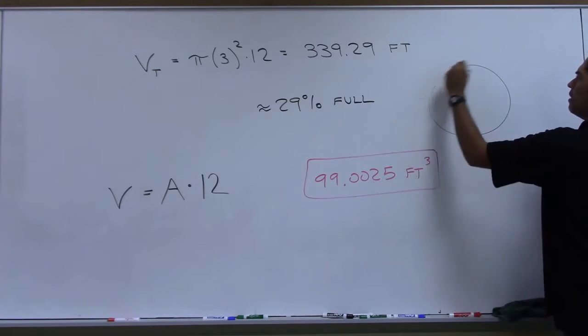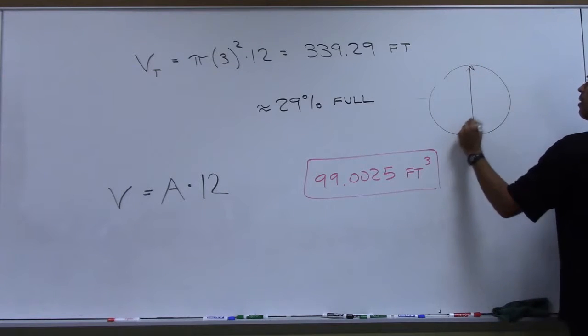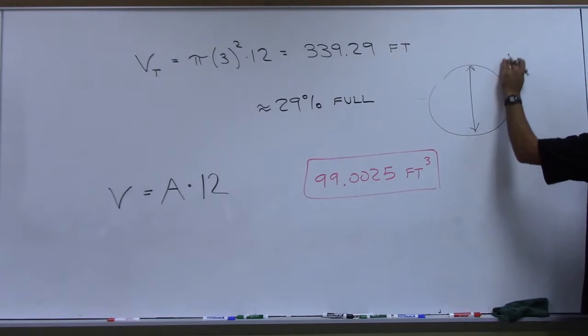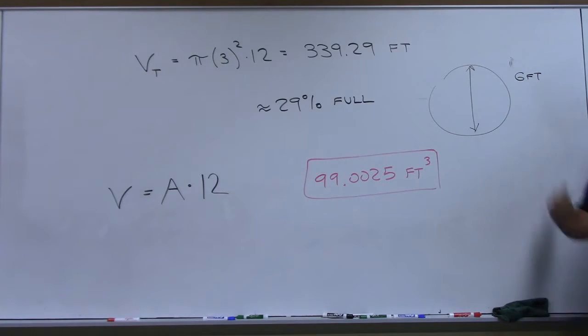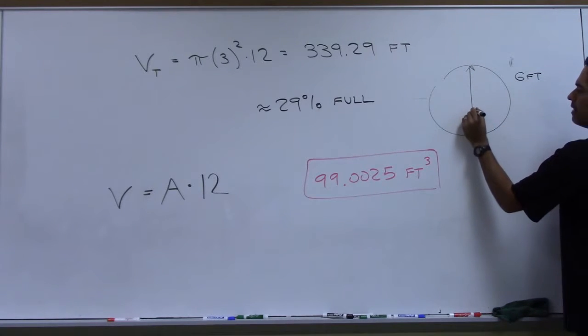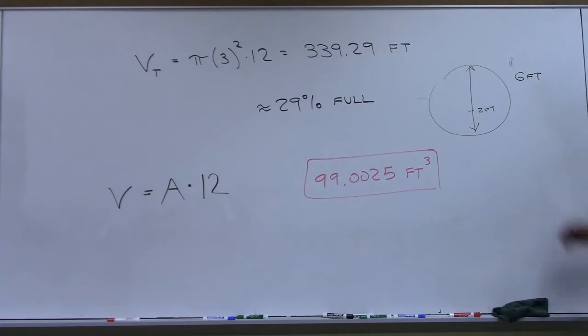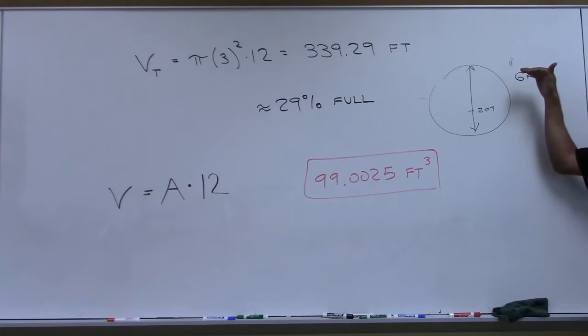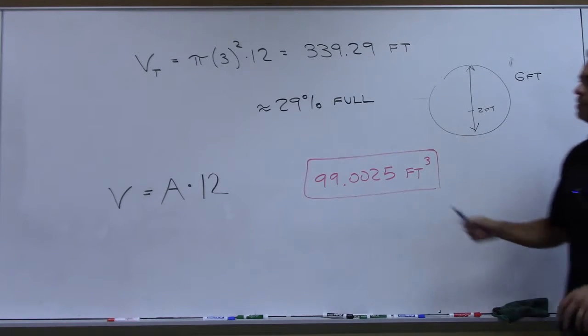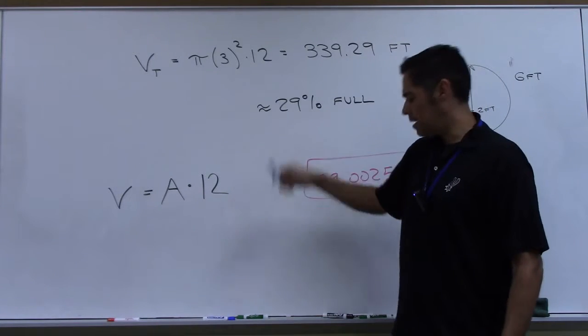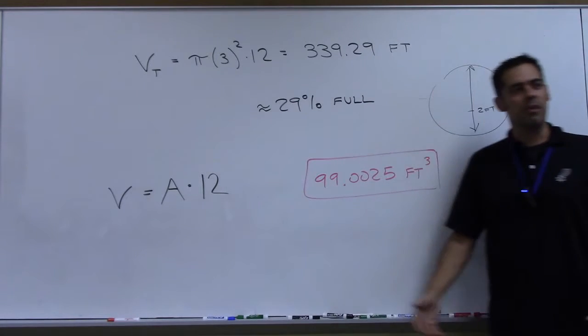How tall is the tank? 12 feet? Sorry, 6 feet, right? 6 feet. And if we're 2 feet high, we are a third of the way up the tank, right? Are we a third of the way full? Not quite. A third would be what percentage? 33.333.